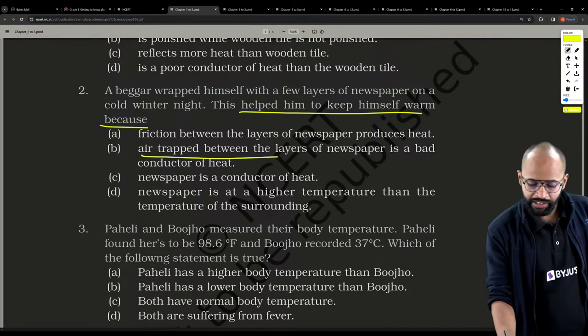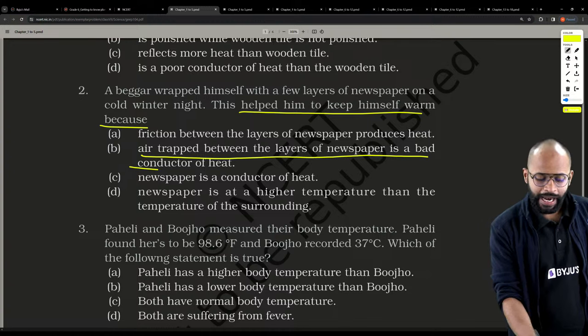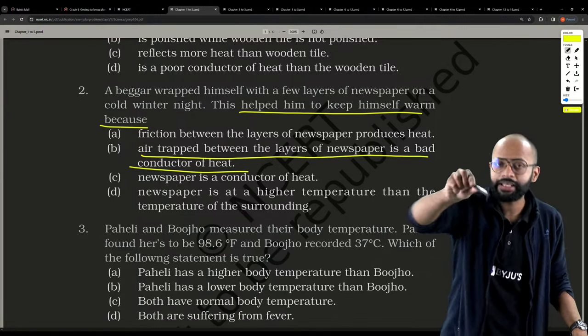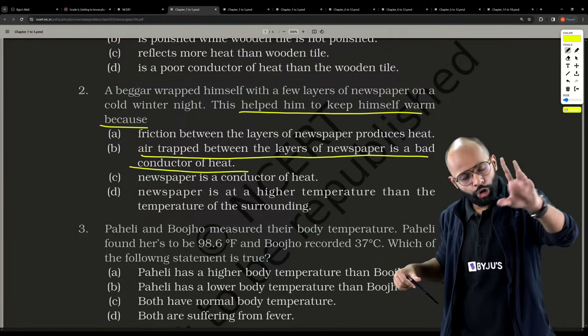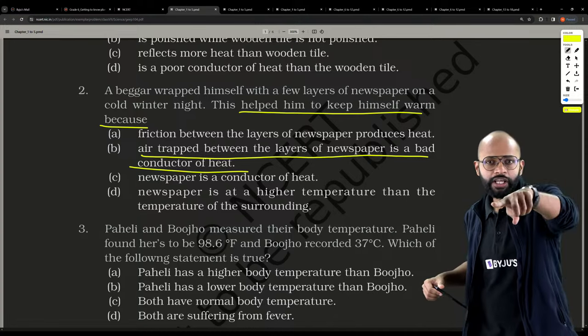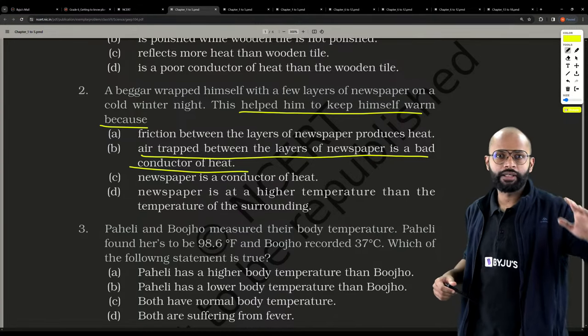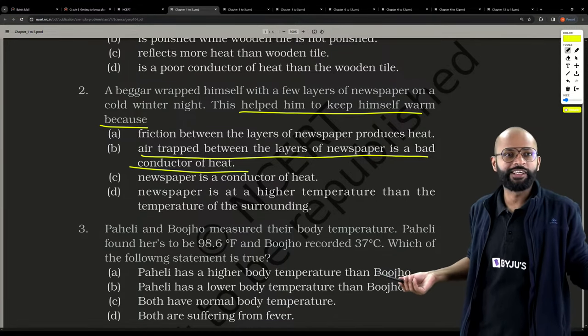Air trapped between the layers of newspaper is a bad conductor of heat. That is the reason. See, newspaper is also a bad conductor, but air is a super bad conductor. It's the best insulator. Correct?